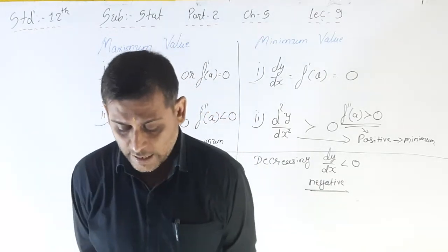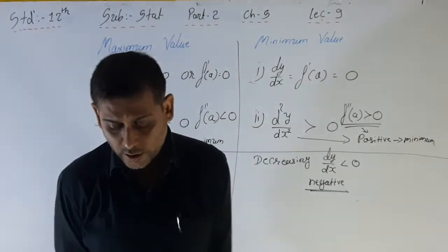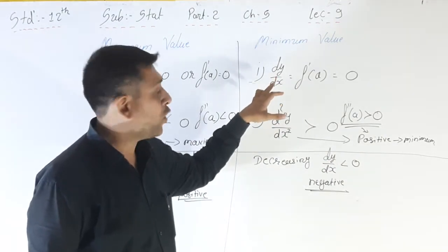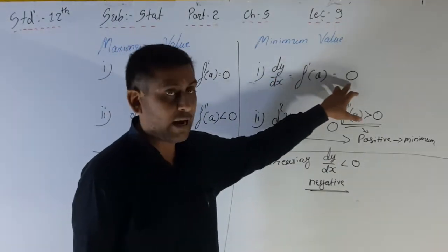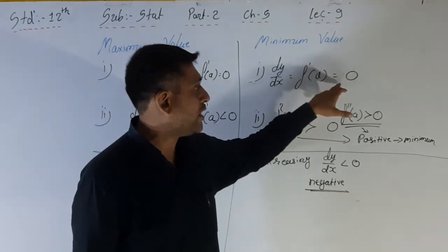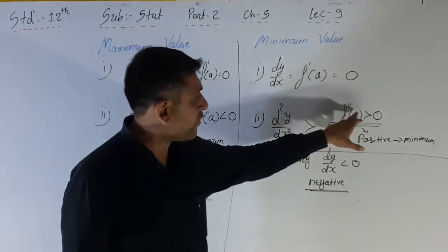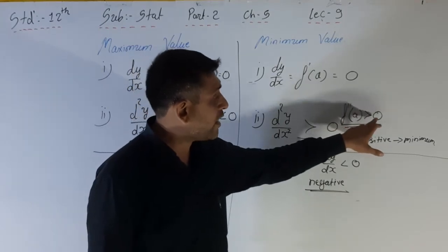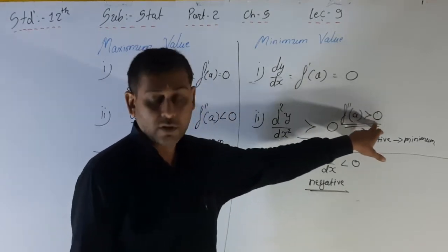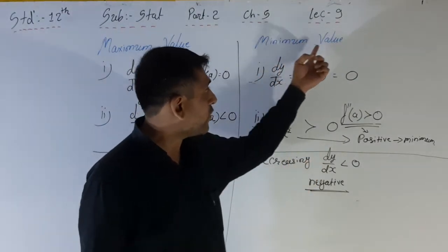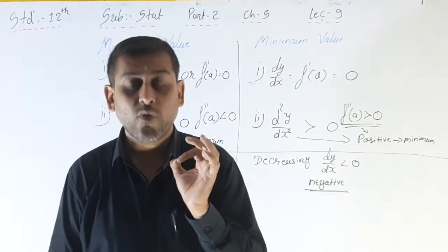Okay, the necessary and sufficient conditions for the function to be a minimum at x is equal to a are as follows. First differentiation, that is f dash a is equal to 0, and the second derivative, that is f double dash a, is not less than but greater than 0. So at that point the function will have a minimum value.